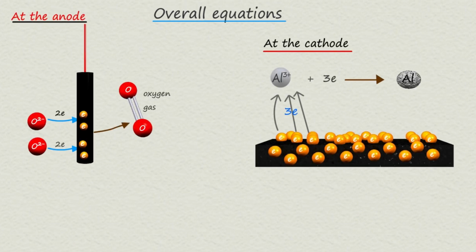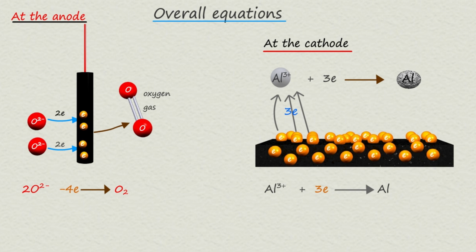The 2 diagrams on screen outline the oxidation and reduction reactions taking place at the anode and the cathode during the electrolysis of aluminium oxide. The 2 half equations for the reactions taking place at the anode and cathode are also shown. However, you may notice that in terms of electrons, these 2 equations are not balanced. The oxidation reaction at the anode involves the loss of 4 electrons from 2 oxide ions, while the reduction reaction at the cathode involves the aluminium ions gaining 3 electrons.